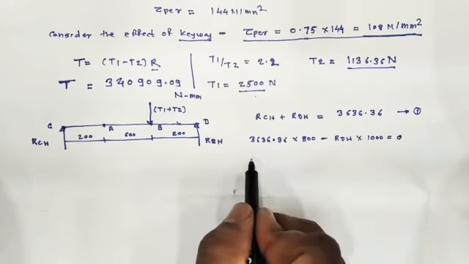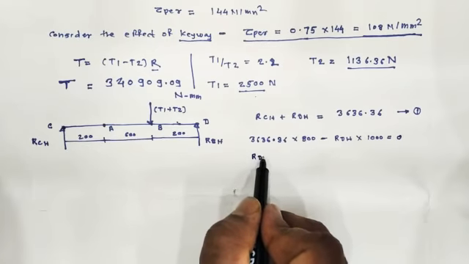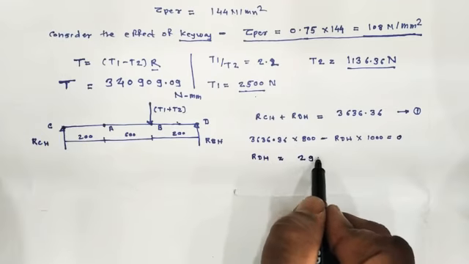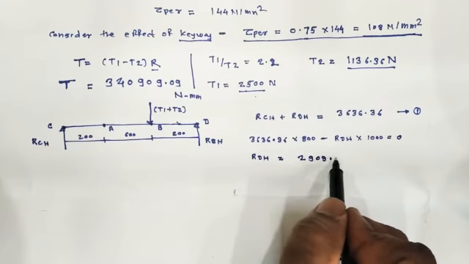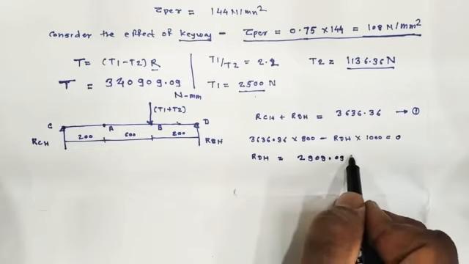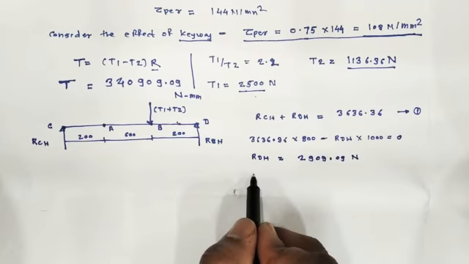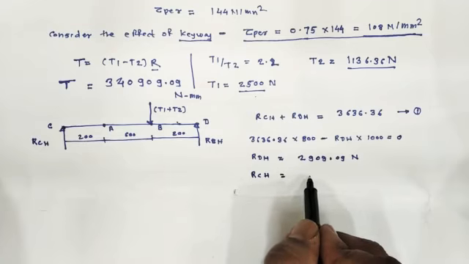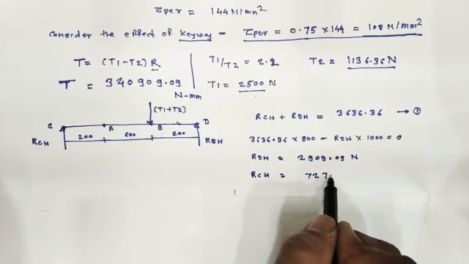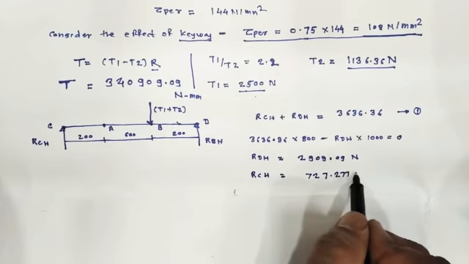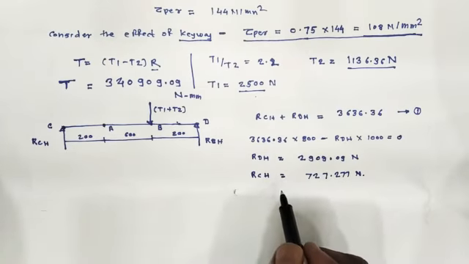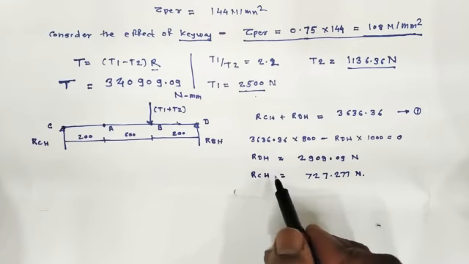So from here we will get the value of RDH, that is equal to 2909.09 Newton, and substituting the value in equation number 1, RCH is equal to 727.277 Newton. Is it clear? So here we have the value of bearing reaction.